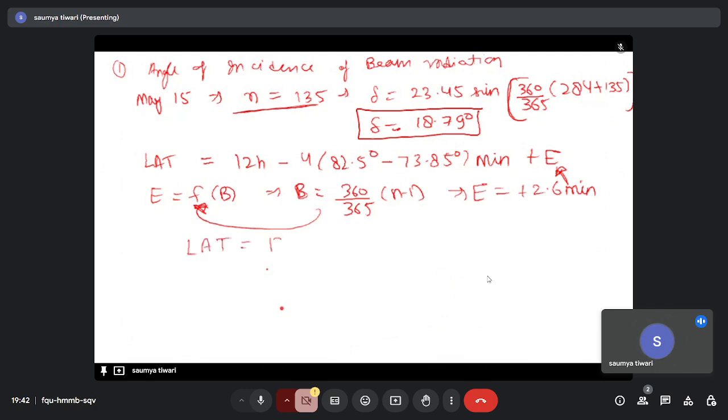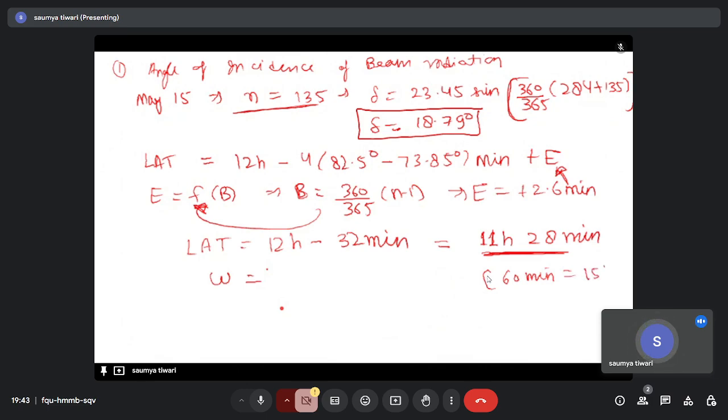This will be 12 hour minus 32 minutes, which will finally be 11 hour 28 minutes. It will be your local apparent time. So from 12 o'clock noon local apparent time, if we want to calculate the angle for this particular time, we know that 1 hour is equivalent to 15 degree. So 60 minutes is equivalent to 15 degree.